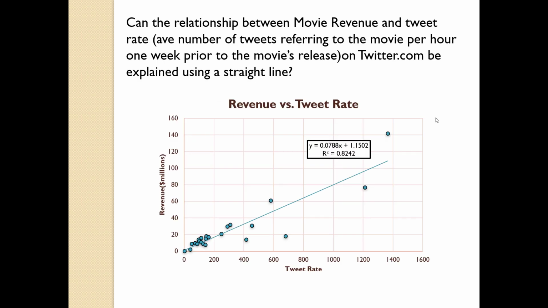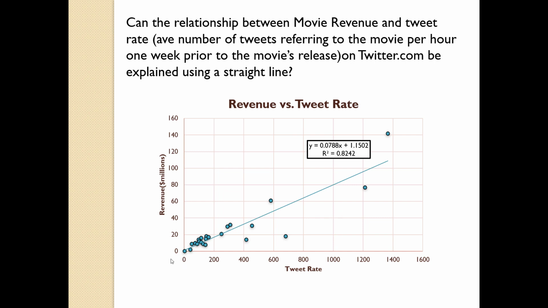Okay, so let's deal with this example here. We have a graph, and we have a line. Basically, what we're looking at is the relationship between movie revenue and tweet rate. Tweet rate is described as the average number of tweets referring to the movie per hour, 1 week prior to the movie's release.